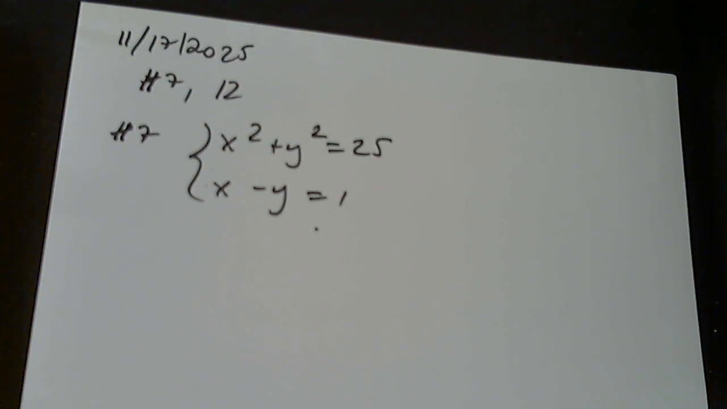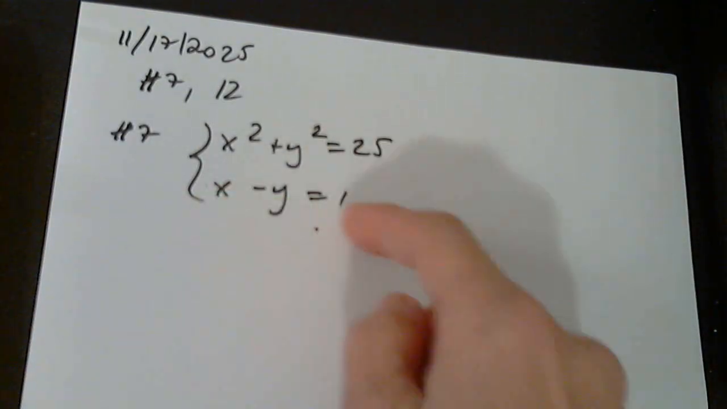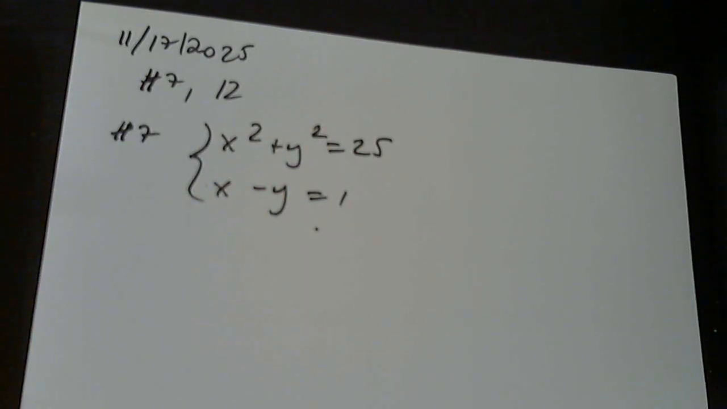By simply looking at it, we don't have to do anything. And we realize that this is non-linear and this is linear. So once I say that, I know for sure that I cannot use the elimination method because the variables are not the same. So then the only option is substitution.